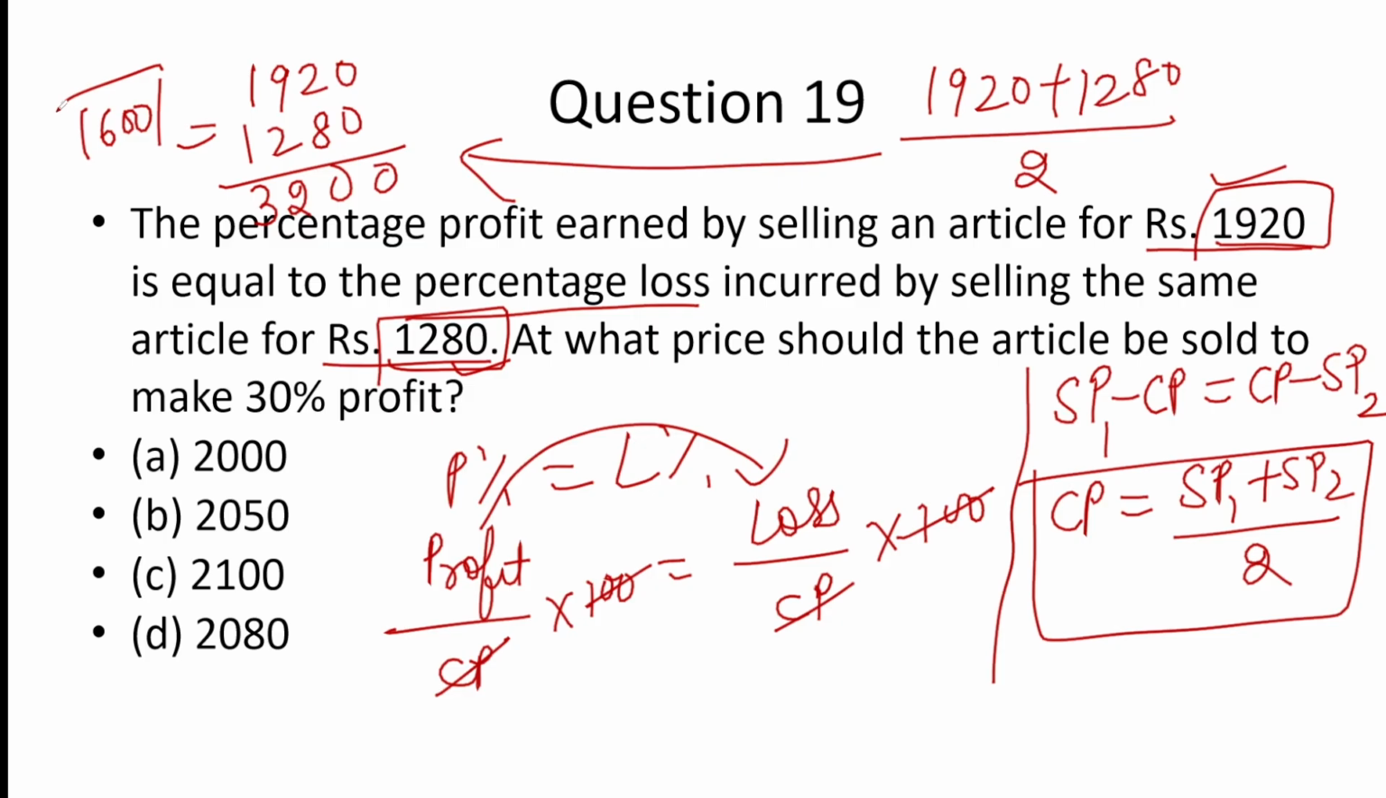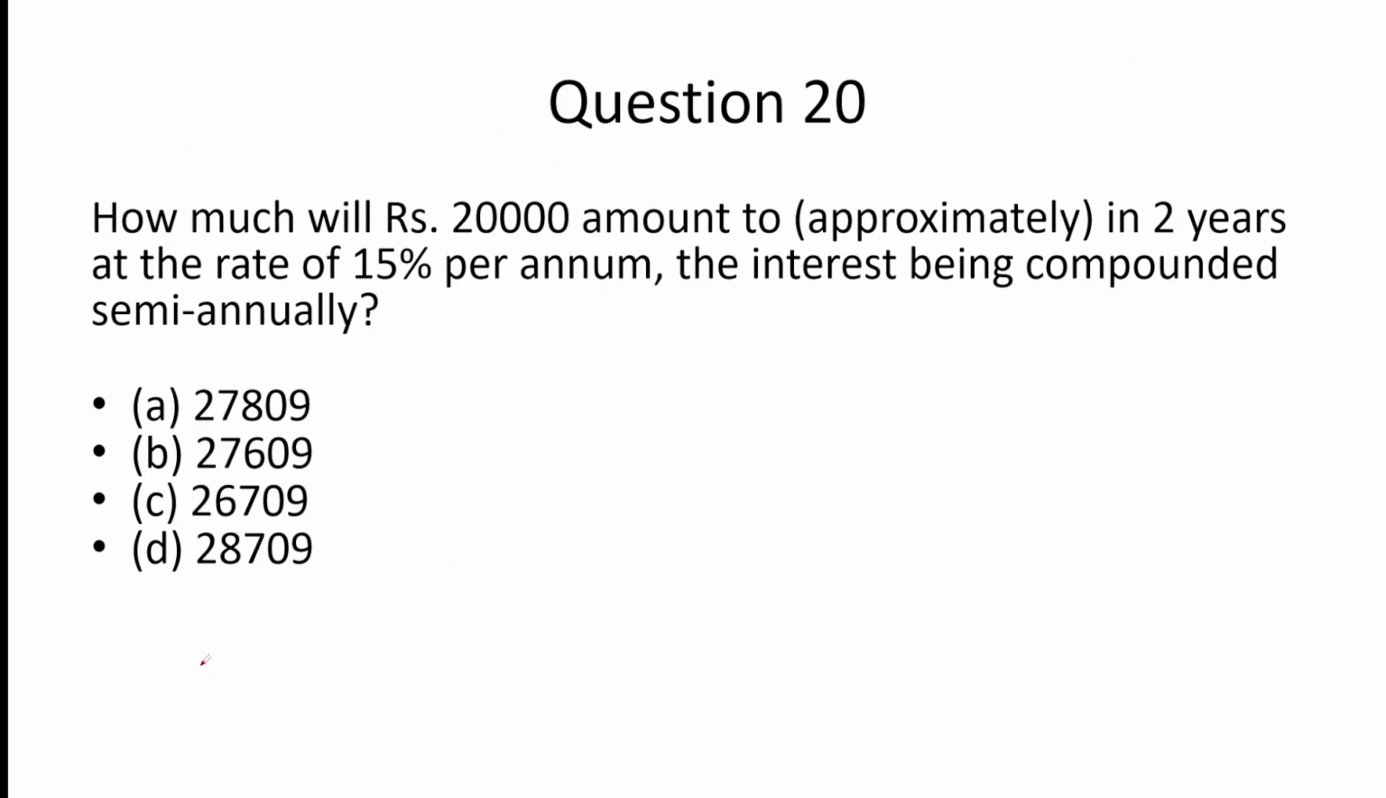So CP is 1600. What should be the selling price so that there is a 30% profit? What is 30% of 1600? 10% will be 160, 30% will be 480. So the selling price will be 480 more, so the selling price will be 2080. I hope this question is clear. Now let's go to the next one.